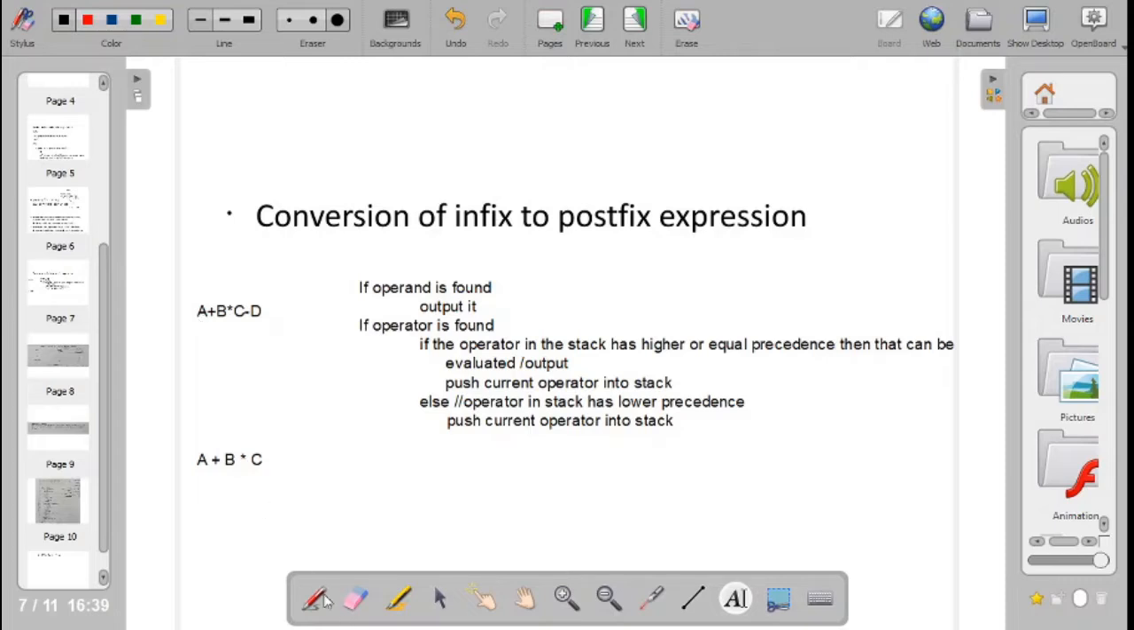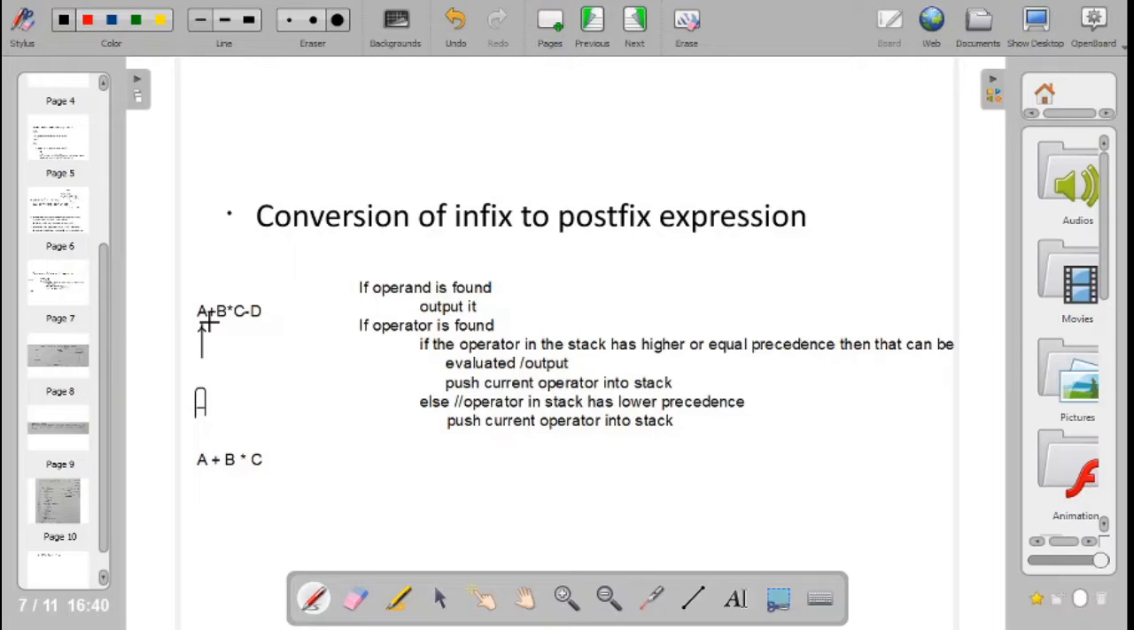Here we start from the first character. First we are reading A, and we know this is an operand. So what do we do? We output it. That is a general rule: whenever we come across an operand, just output it into the postfix expression. Now we move on to the next character, which is an operator.